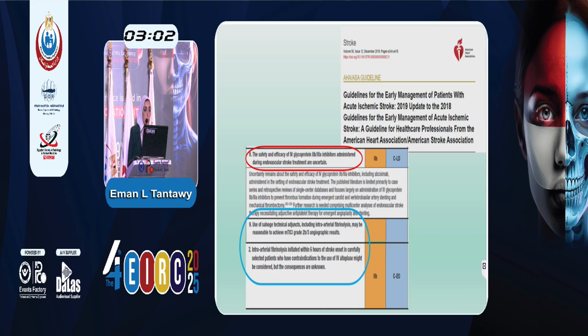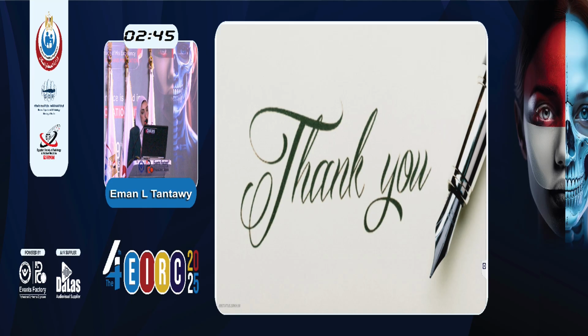And here are the guidelines for early management and thrombectomy, which state that intraprocedurally, inside the thrombectomy, we can inject intra-arterial alteplase, or afterwards IV tirofiban, in order to recanalize the artery whenever the aspiration or the stent retriever techniques fail. And that's it for the case. Thank you.